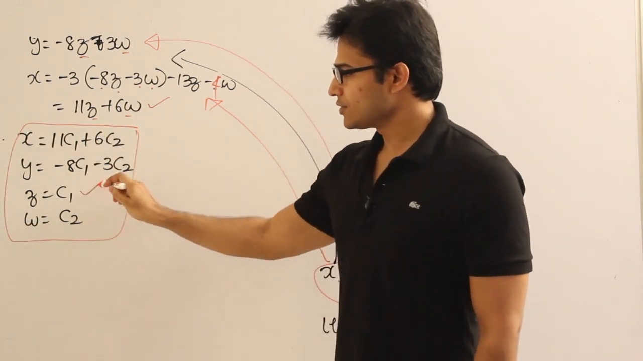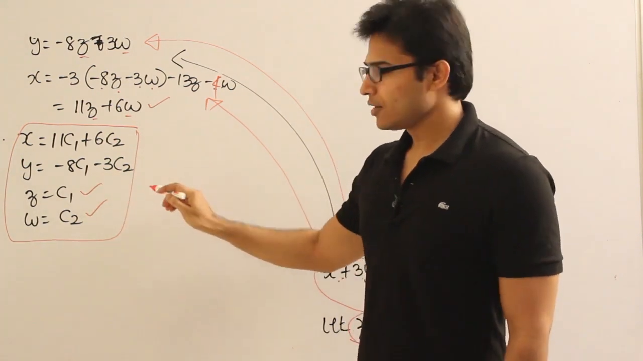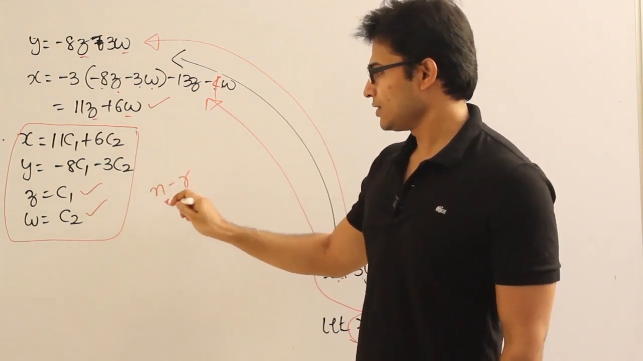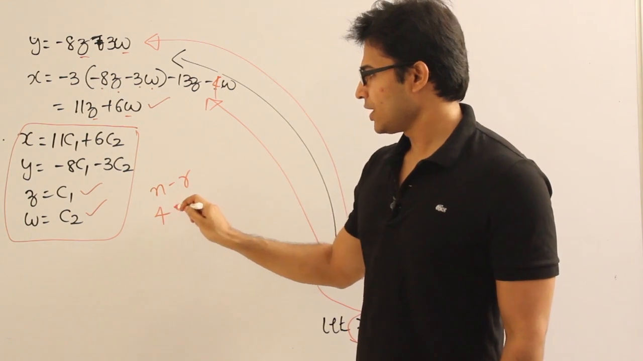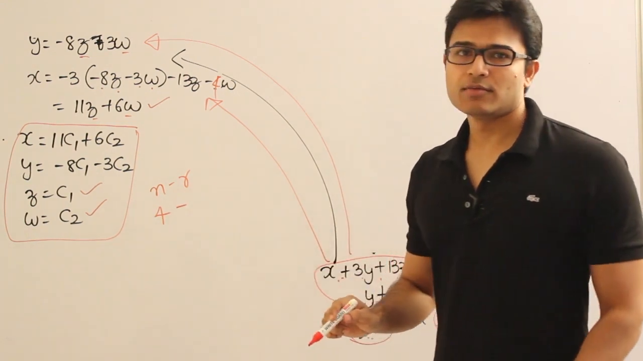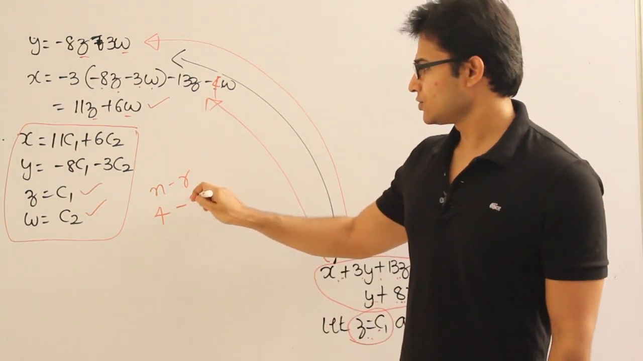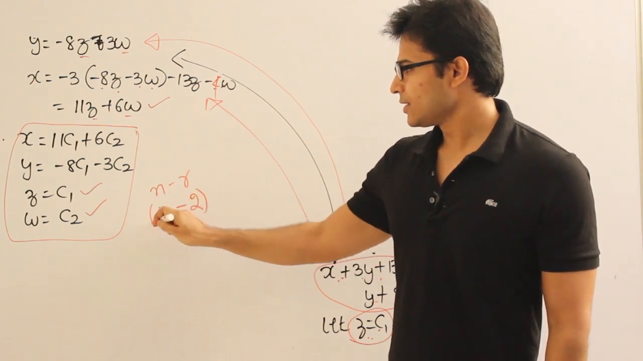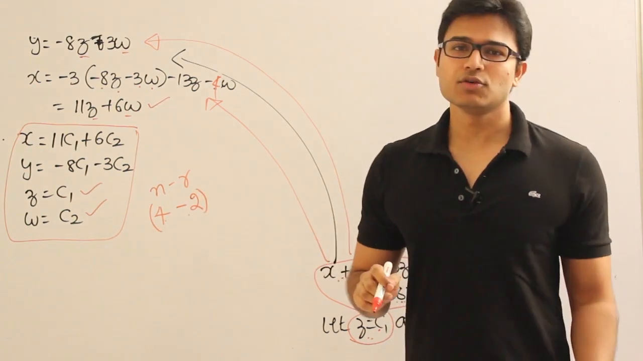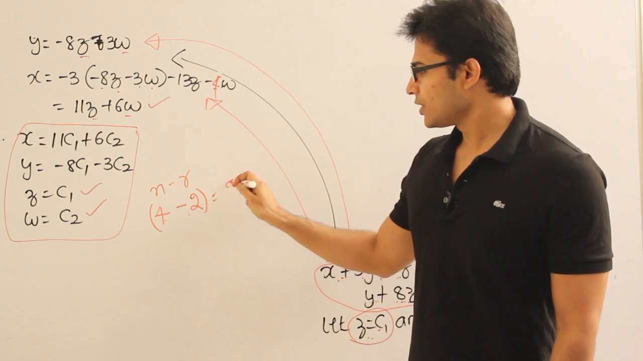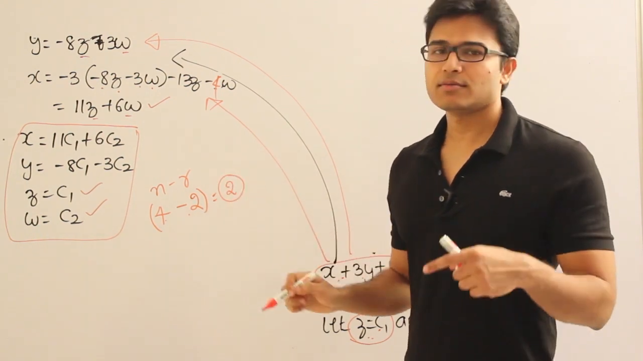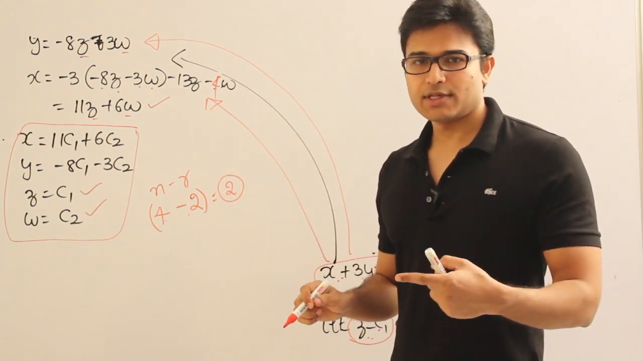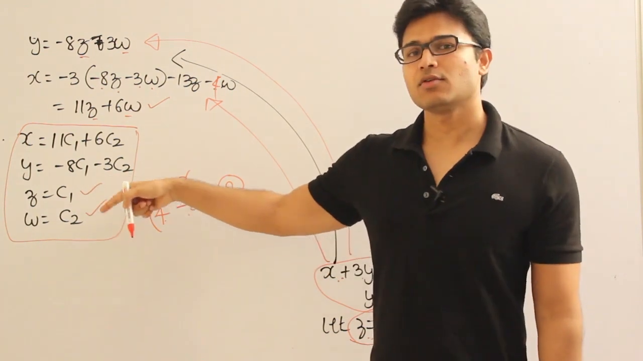2 of the unknowns are assigned. Why only 2? Because n minus r. N, the total number of unknowns, is 4, and the rank is 2. So 4 minus 2 is 2, which means 2 variables have to be assigned some random numbers, and from those we are supposed to find the other variables.